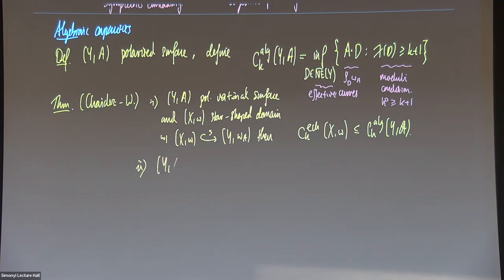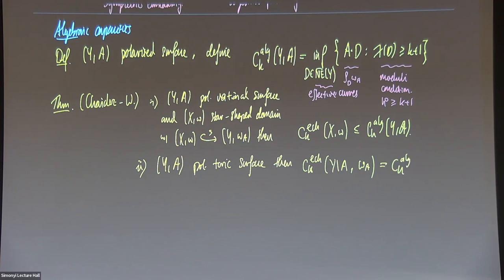Well, a particular kind of polarized rational surface is a toric surface. So if Y, A is a polarized toric surface, and by that I should also mean this divisor A is a torus invariant divisor, don't worry too much, then the ECH capacities of the divisor complement, so I take my nice divisor, I cut it out, I'm left with some sort of open non-compact thing, these are equal to the algebraic capacities of Y, A.